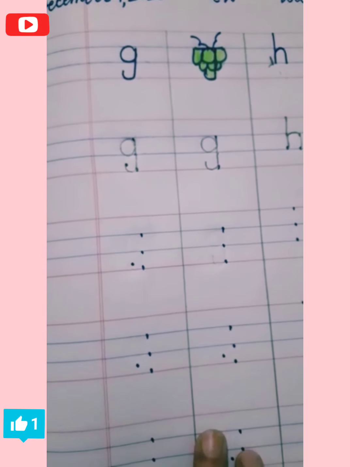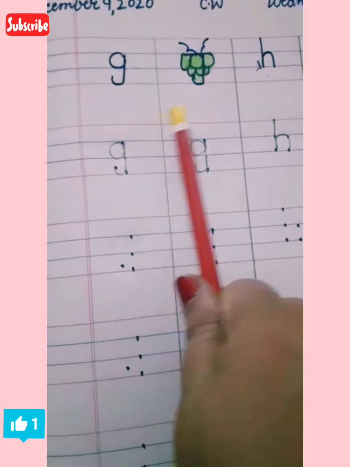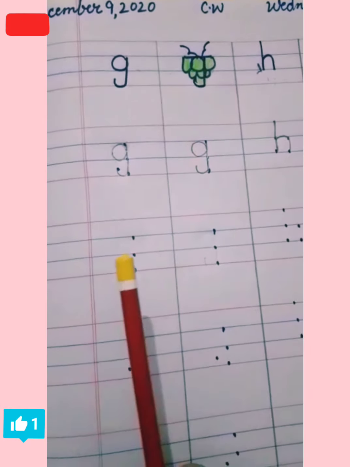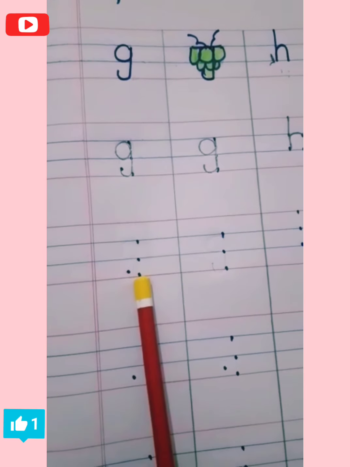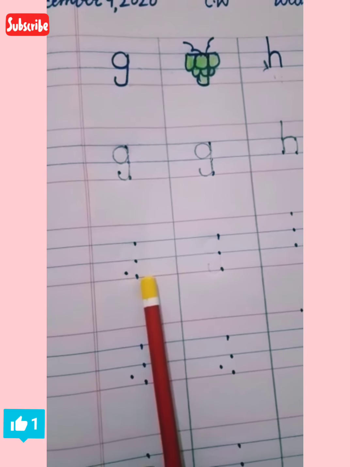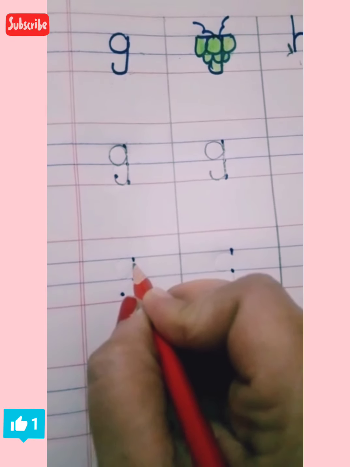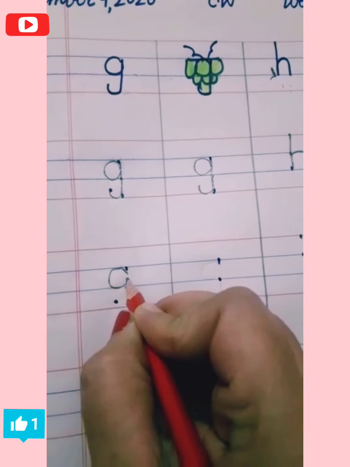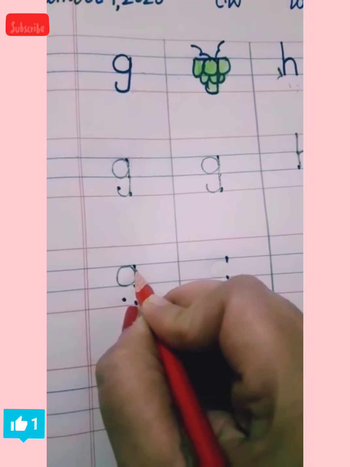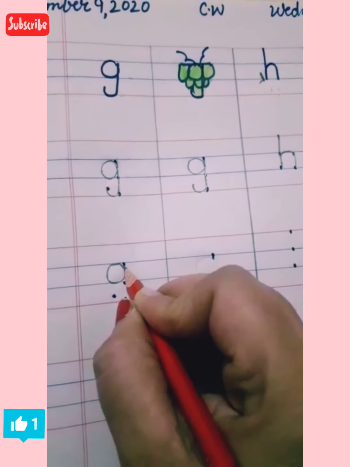Morning students, today we will write small letter G and H. First we will write small letter G. Look beta, first we will write a circle. To that circle, write a standing line.